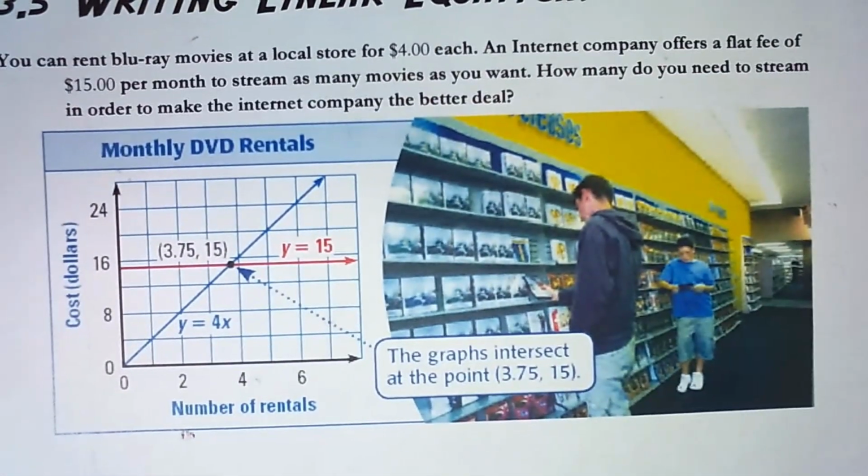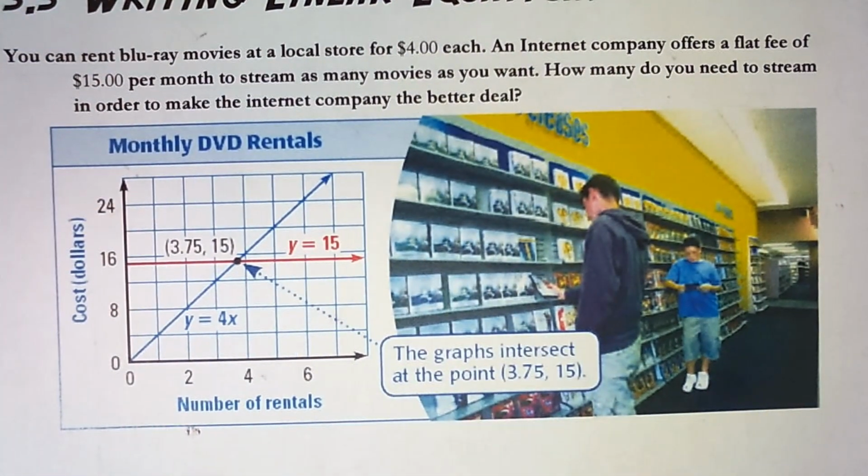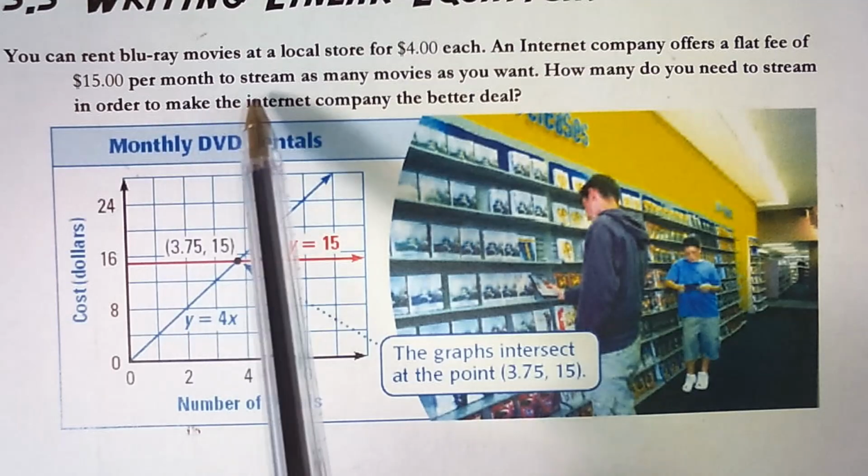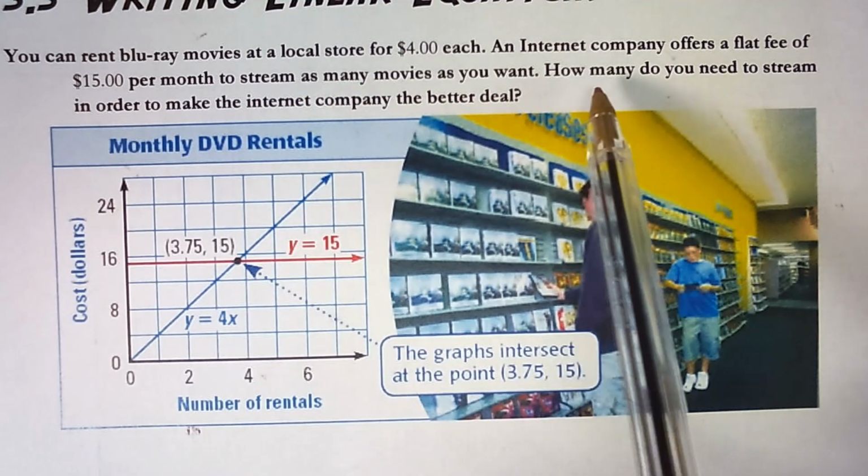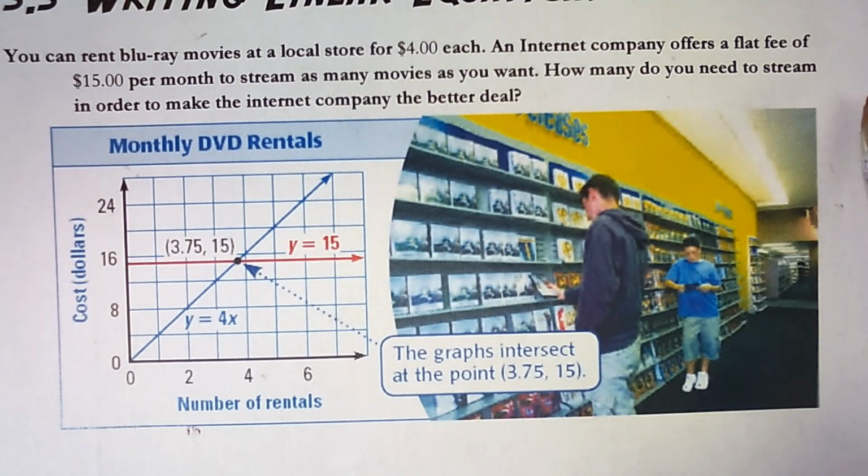Okay, now we are going to interpret this graph. You can rent Blu-ray movies at a local store for $4 each, but an internet company offers a flat fee of $15 a month to stream as many movies as you want. How many do you need to stream in order to make the internet company a better deal? Okay, so if you watch a lot of movies, the internet company is definitely a better deal. But if you only get a few movies a month, then maybe you'd be better off just renting.